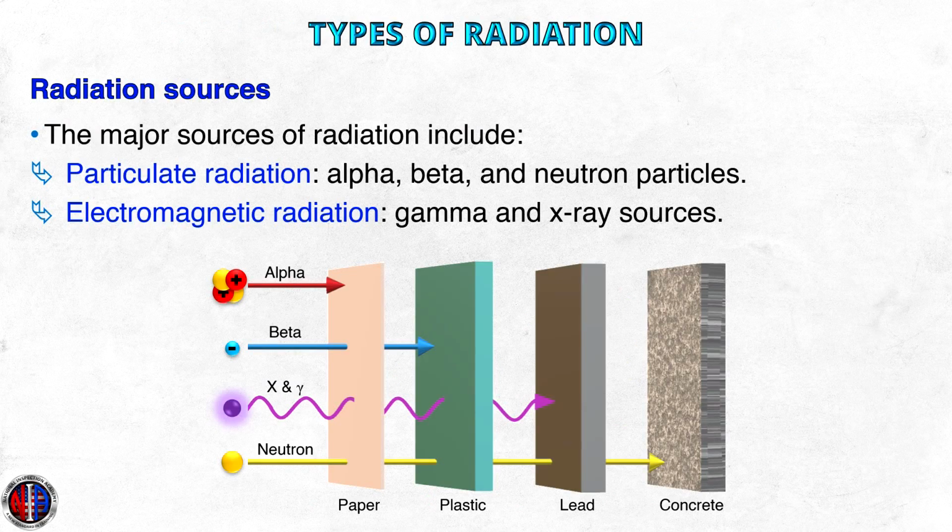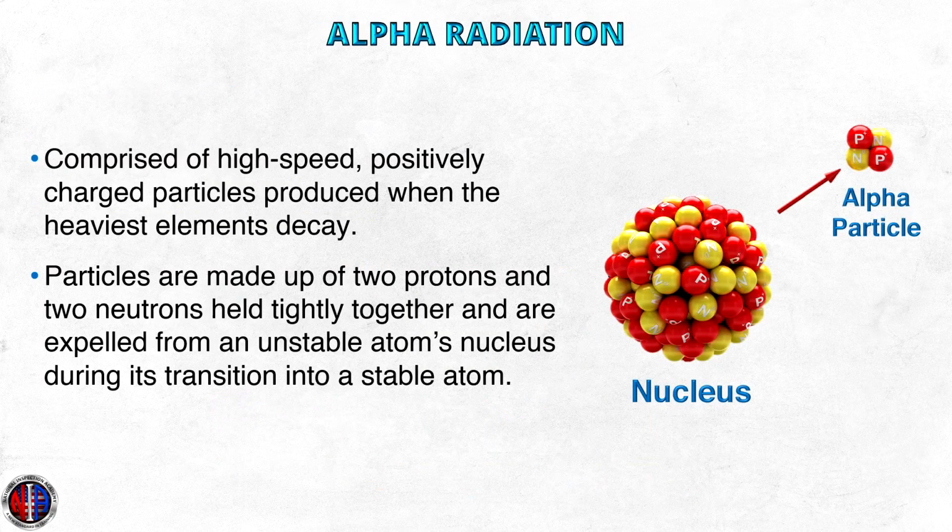Types of radiation. The major sources of radiation include particulate radiation of alpha, beta, and neutron particles, as well as electromagnetic radiation from gamma and X-ray sources. All these radiation sources are created by unstable atoms that must release energy or mass in the form of radiation to become stable.